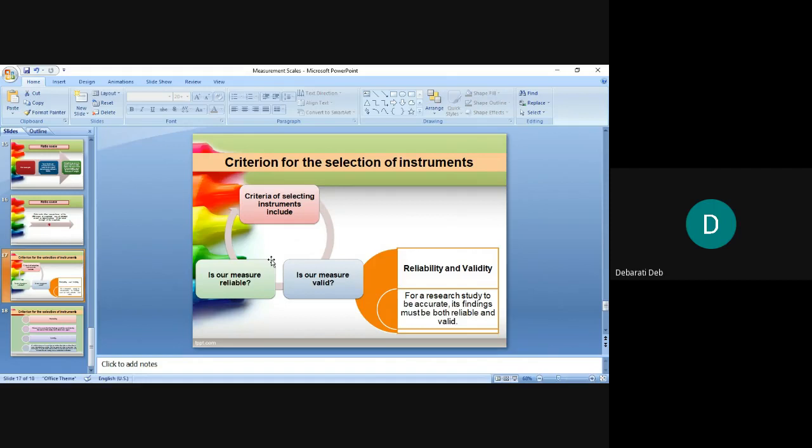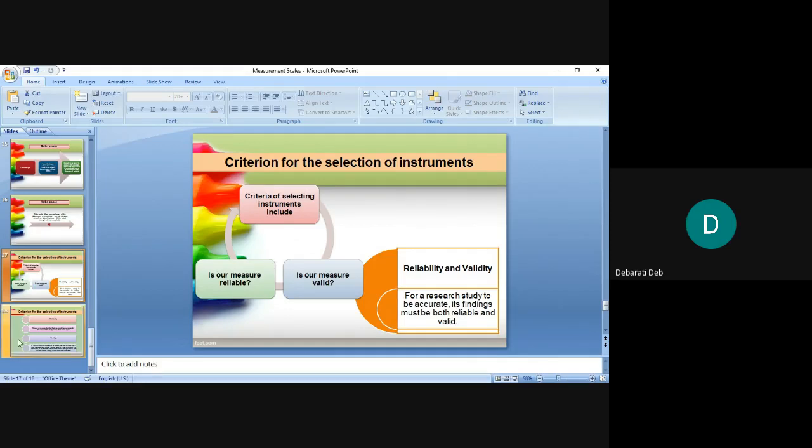Reliability and validity. For a research study to be accurate, its findings must be both reliable and valid. Reliable means when you find this data, people should be relying on it. People should be doing their research based on your data. That is how reliability occurs. And validity: how valid the points are that you have included, what validity you have used. That makes your measurement more valid.